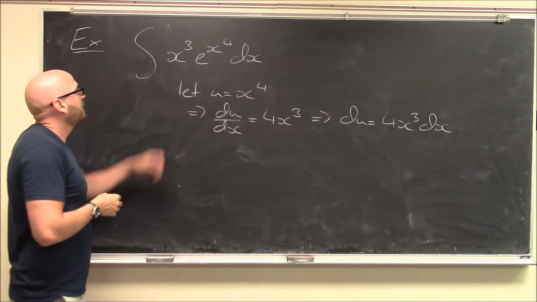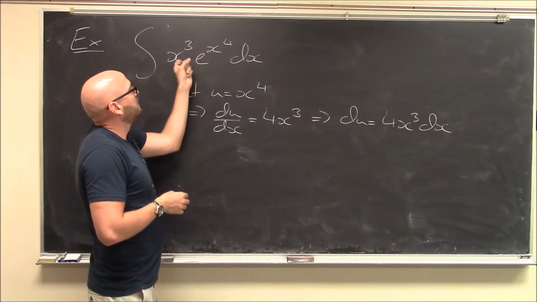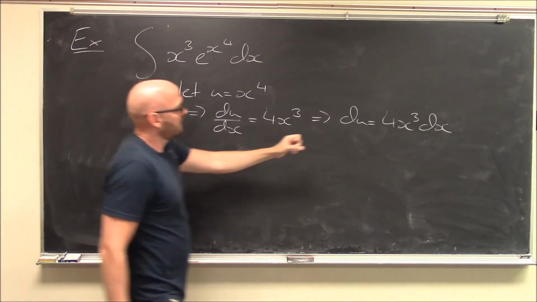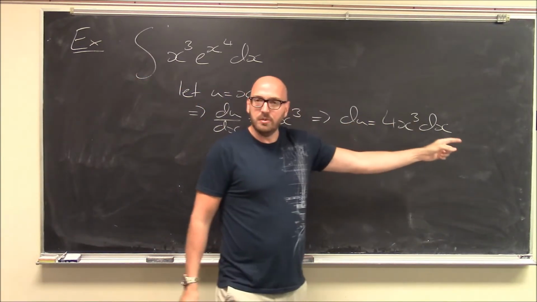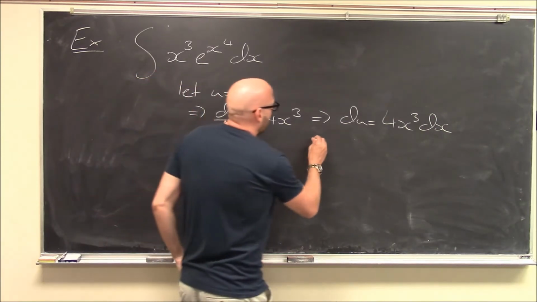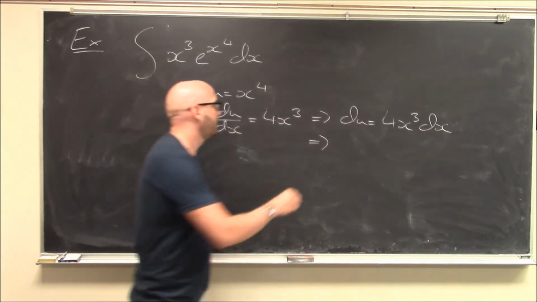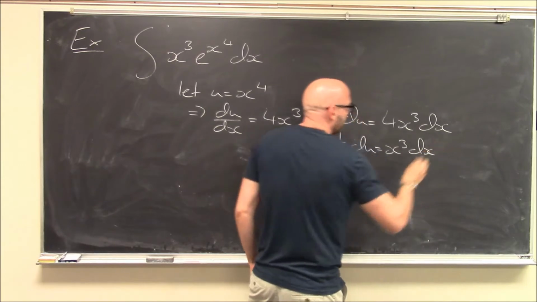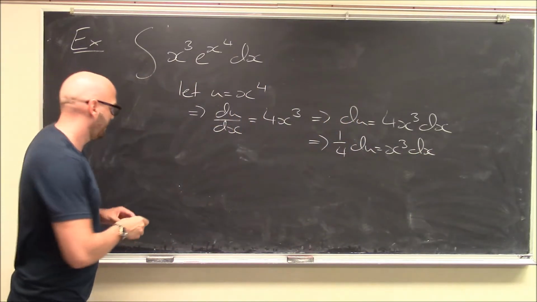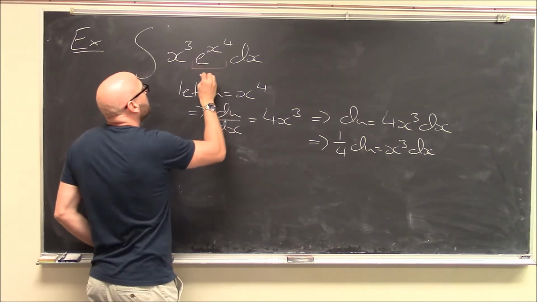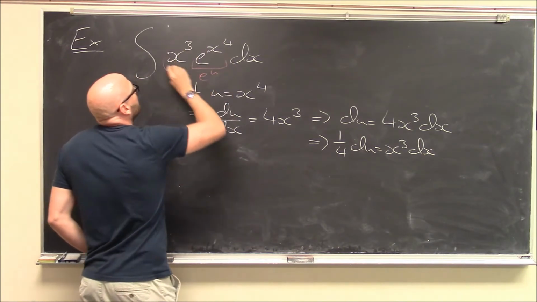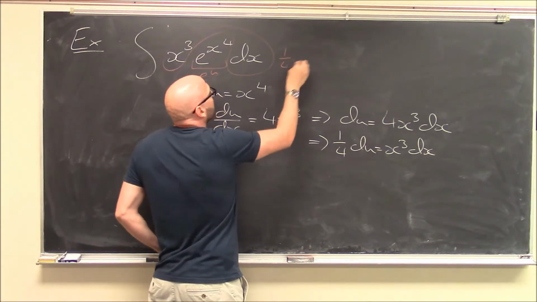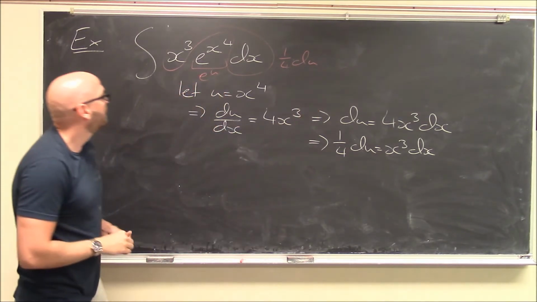So what happened last time? Last time we plugged in for u, and everything that was left over, x cubed dx in this case, the leftover stuff, that was what du was. Here it's not quite what du is. Du is 4x cubed dx. Well, that's not a problem, because I can just divide both sides by 4. So 1/4 times du is x cubed dx. So what am I looking at here? This is going to become e to the u, and this leftover stuff, x cubed dx, that's going to become 1/4 times du. Great.